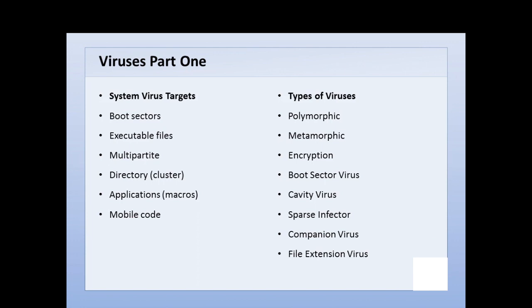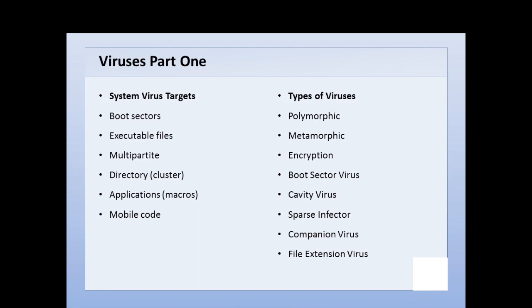Now, there's several different types of viruses that we'll discuss as well. There's polymorphic, which can change itself to avoid detection by antiviruses. Then there's metamorphic, and metamorphic can change itself temporarily to one state and then back to its original state to avoid detection. You also have encryption viruses, and obviously those are encrypted so they can't be picked up by antivirus. We mentioned the boot sector virus already. The cavity virus infects the free space in a file, so it actually doesn't change the file size.